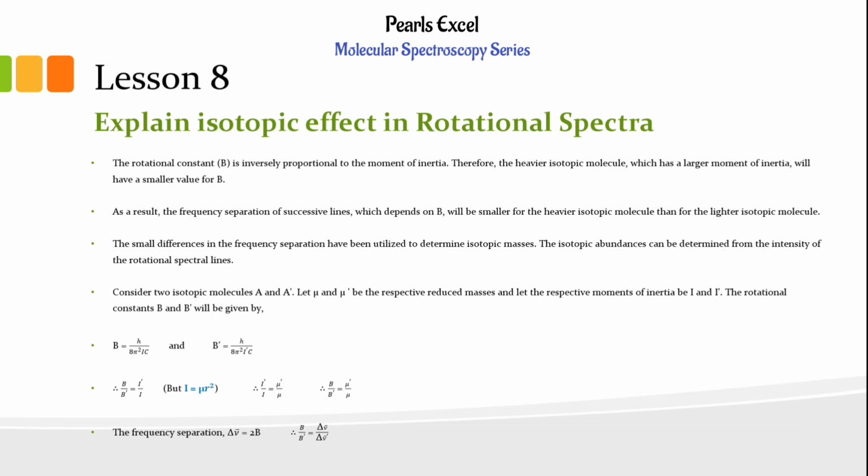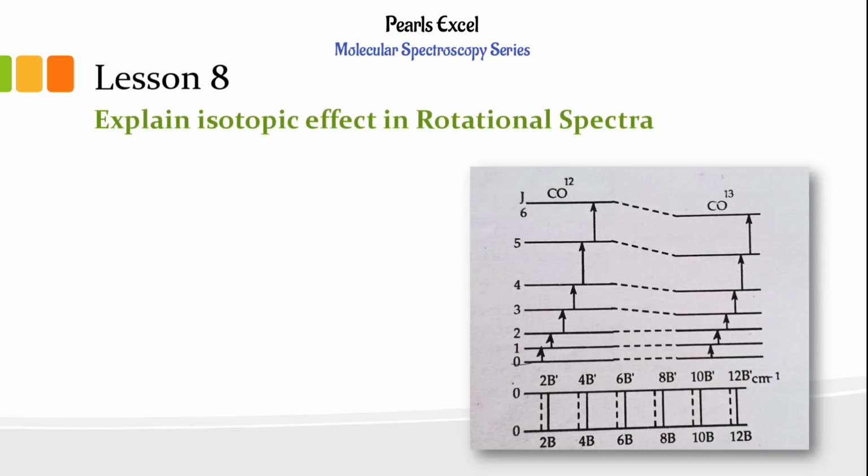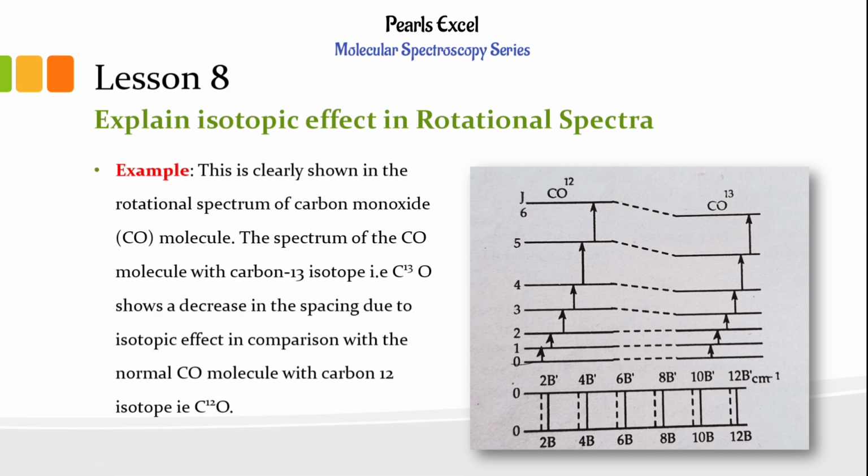Now we observe this effect in the diagram below. That is the isotopic effect on the energy levels or rotational spectrum of carbon monoxide. This is clearly shown in the image of the rotational spectrum of carbon monoxide. The spectrum of the CO molecule with the carbon-13 isotope shows a decrease in the spacing due to the isotopic effect, in comparison with the normal CO molecule with the carbon-12 isotope. I hope with this you clearly understood the isotopic effect on rotational spectrum.